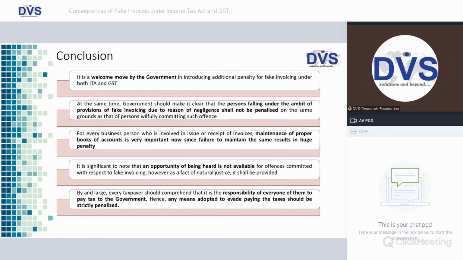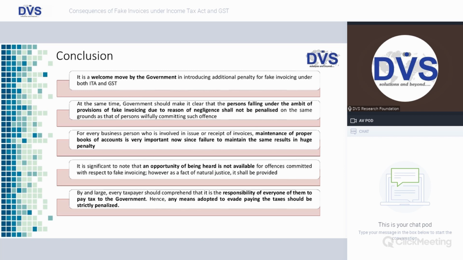So, in conclusion, it's a welcome move under the Income Tax Act as well as GST. Under GST, they have strengthened the provisions, and they have also brought in penalty provisions under the Income Tax Act. Wrongdoings have to be punished. So there should be such provisions, and even though late, income tax has thought of these provisions.